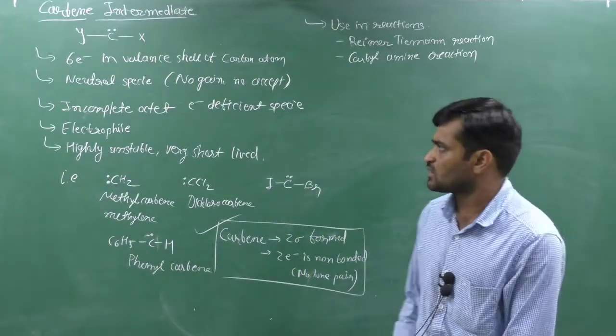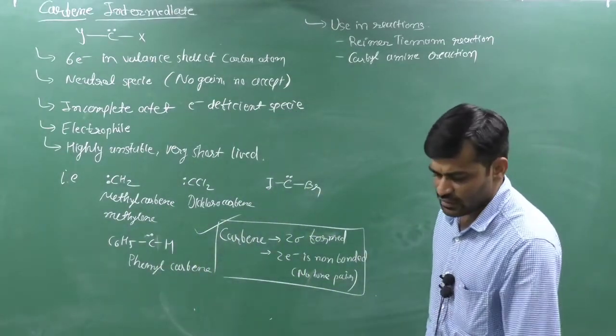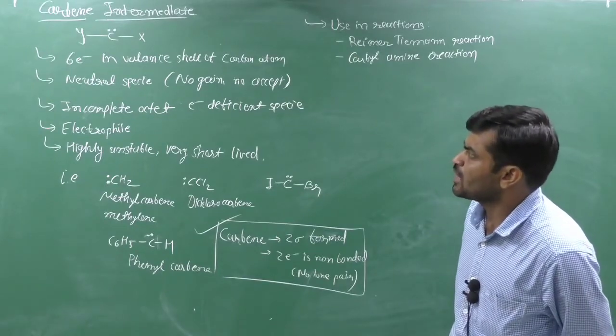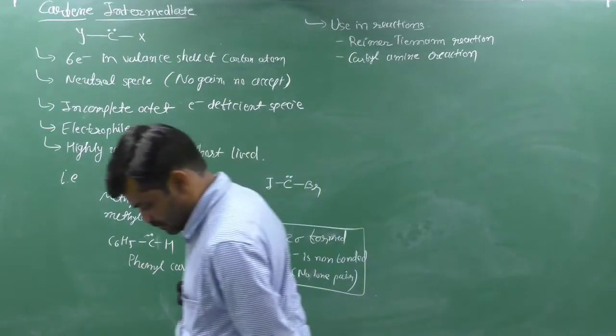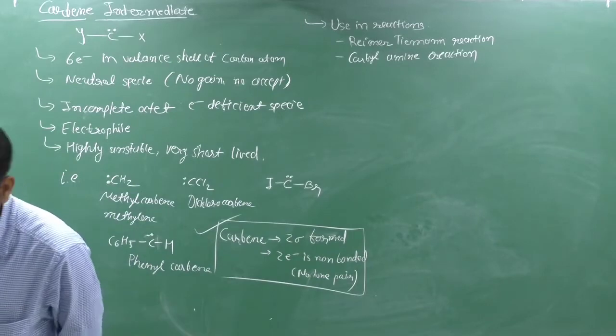Last time we studied some intermediates like carbocation, carbanion and free radicals. Now in this lecture we will study a new reaction intermediate. The name is carbene. What is the formula? What is the characteristic of carbene?